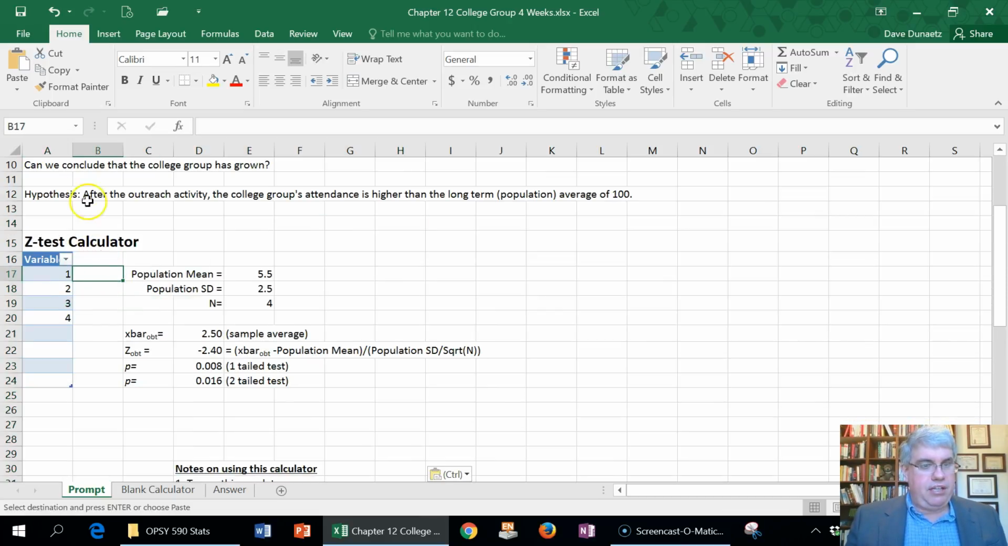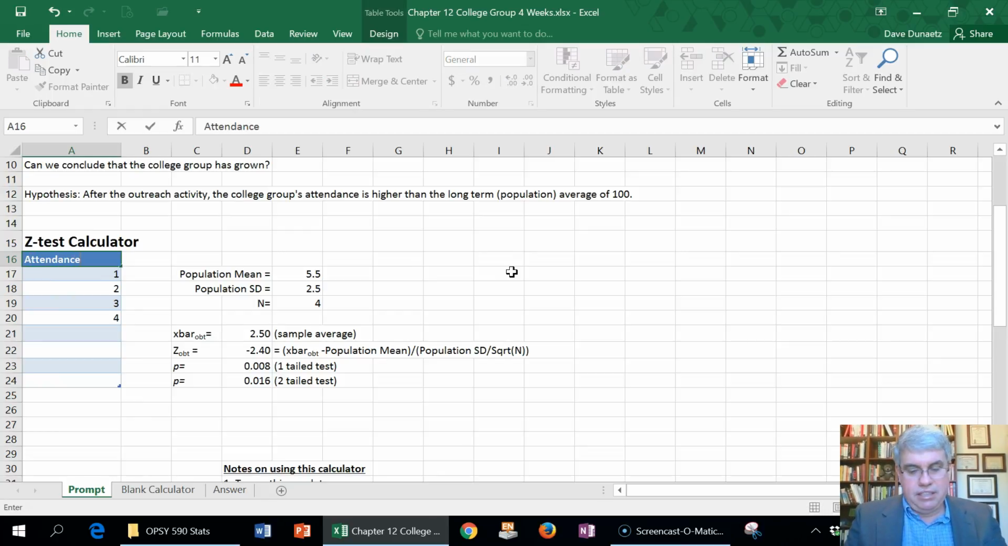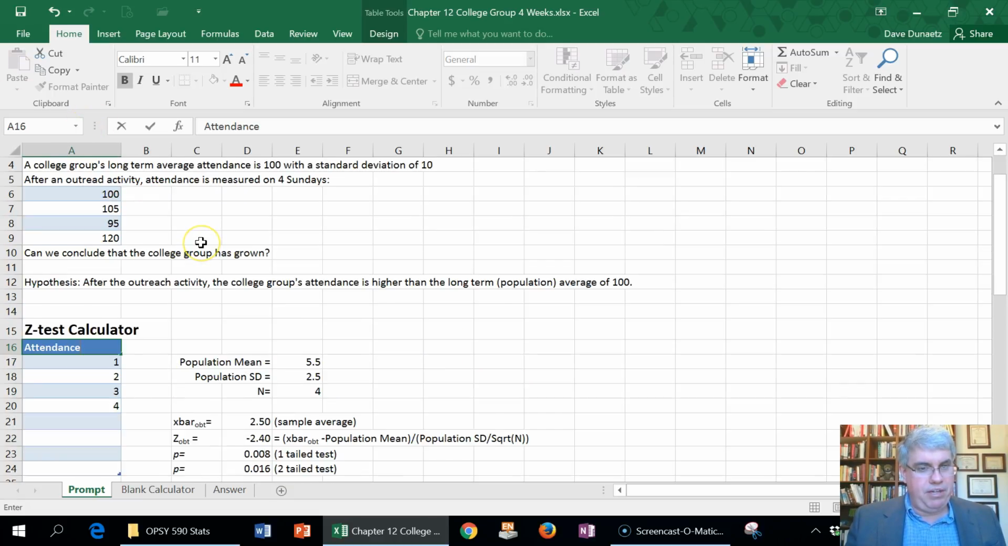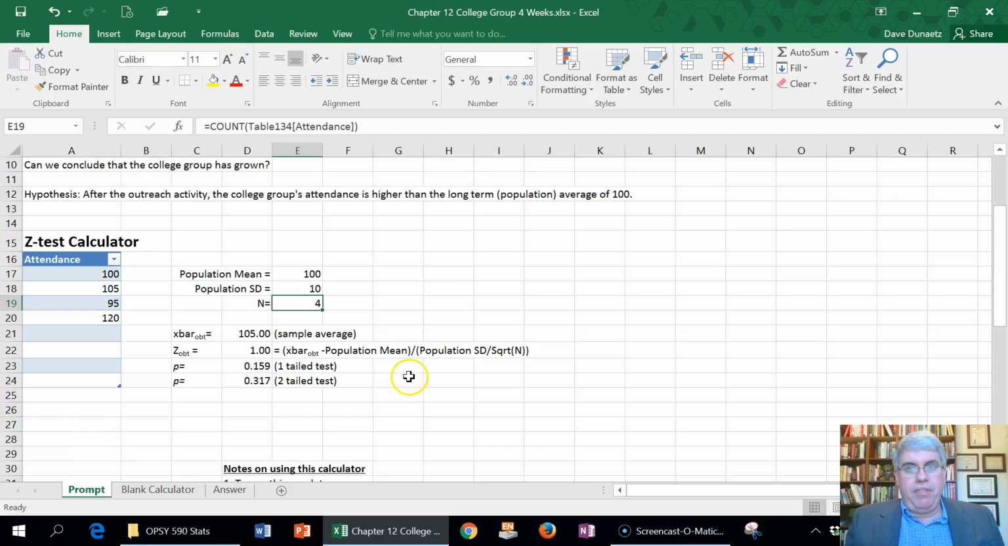So we've got the z-test calculator now, and we want to fill in the information. The variable that we're looking at is attendance. The calculator is filled in with generic information of 1, 2, 3, 4. We want the attendance to be 100, 105, 95, and 120. We also need to put in the population mean, which is 100. Then we put in the population standard deviation of 10. The sample size is 4, it's already 4. So now the calculator has calculated a lot of things for us.